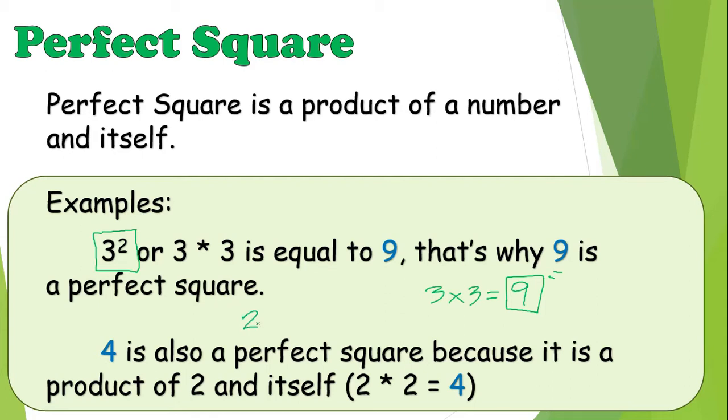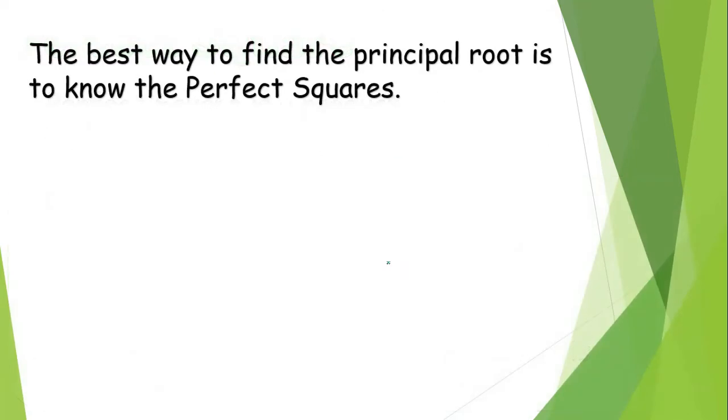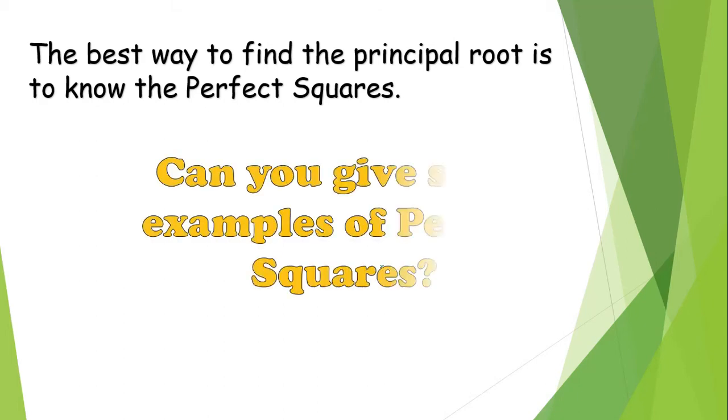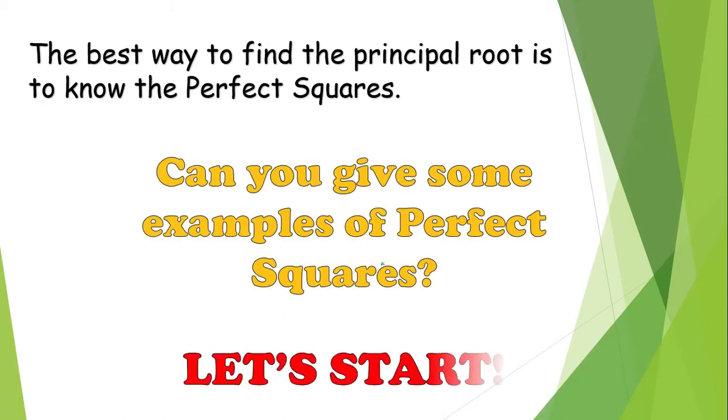So, tingnan natin. 2 times 2 is equal to 4. Therefore, 4 is a perfect square. The best way to find the principal root is to know the perfect squares. Can you give some examples of perfect squares? Let's start.